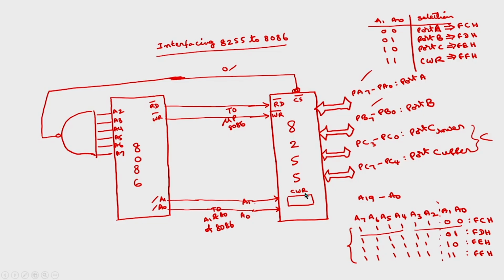Now with this interfacing diagram, the address of port A is FCH, port B is FDH, port C is FEH, and controller register is FFH. Okay. Suppose I want to connect at any other address locations, then accordingly you have to set these connections. This is how we can connect this 8086 to 8255. Okay. So I will discuss how to connect this 8086 to 8255 for given address locations.